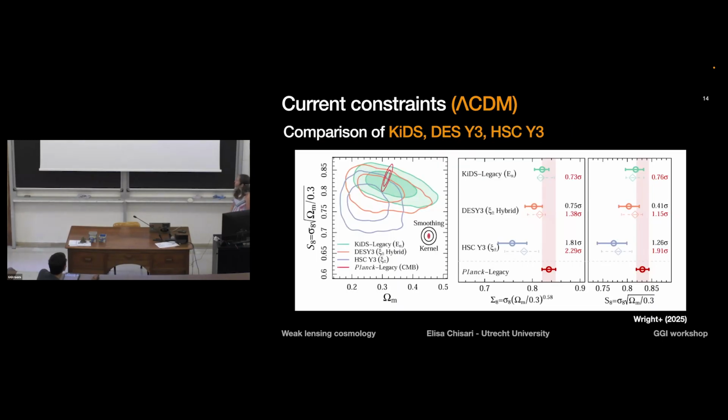Okay, what about results from the other surveys? So here we have Planck in red, S8 versus omega matter. Here we have KiDS legacy, and then we have DES year 3 and HSC year 3. We're pretty much all consistent. You can see the tension with Planck is very little, up to 2.3 sigma for HSC, but it really depends on how you quantify your posterior and where you put your maximum. So it's not so much of a tension anymore.